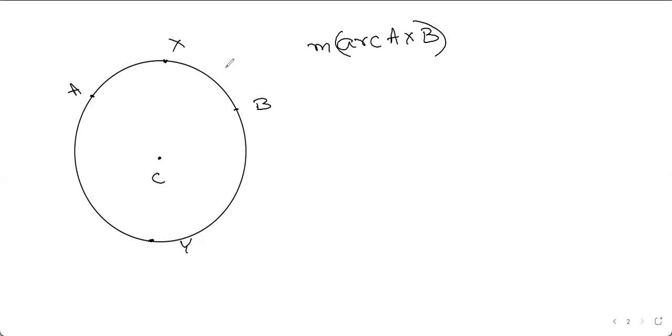I am telling you, there are 2 ways to measure this. The textbook only talks about one. I want to know from you, what do we mean or what will you do if I ask you to measure arc AXB? What will you do?